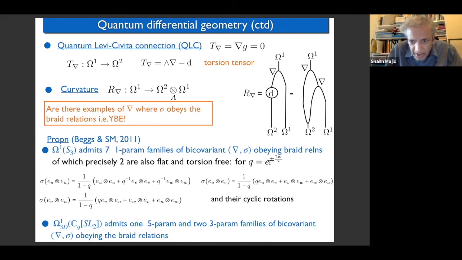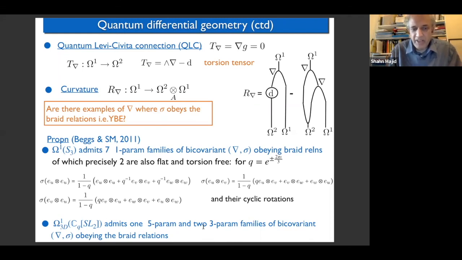a root of unity, a non-trivial root of unity, and then the braiding looks like this. As you can see, it's non-trivial. There are 3 terms for every one of these transpositions. It obeys the braid relations, has quite interesting eigenvalues and things, and then if you look for quantum SL2 with its 3D calculus, that admits one five-parameter family and 2 three-parameter families. So the answer is plenty of times.